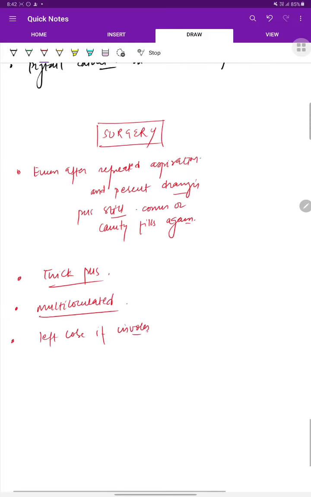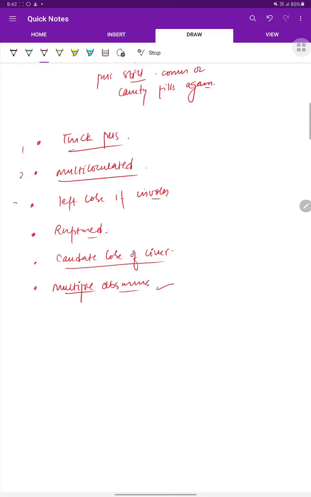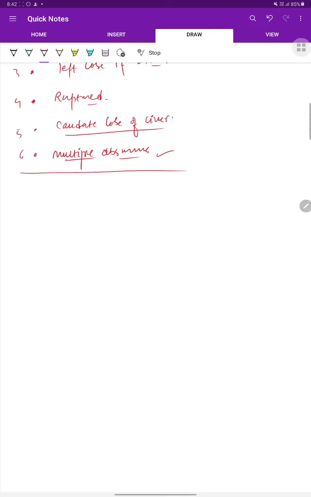Okay, if the pus gets ruptured, as I earlier told you, it can make ways to different areas. The pus in the caudate lobe, as the IVC is near it, will go for surgery. Multiple abscesses, not only one segment of the liver is affected, multiple abscesses in the liver. So there are 1, 2, 3, 4, 5, and 6 indications for surgery.